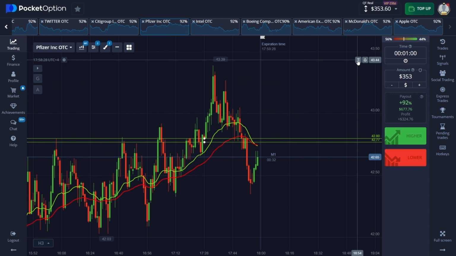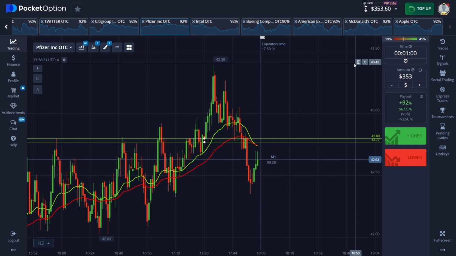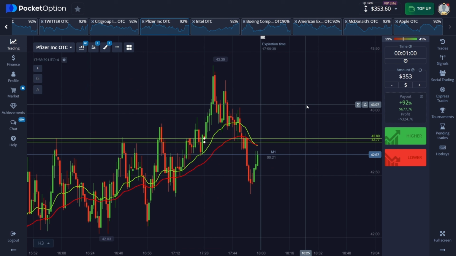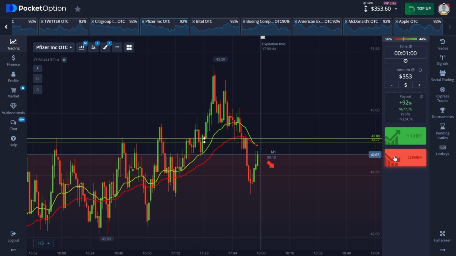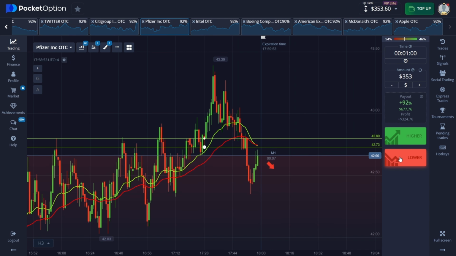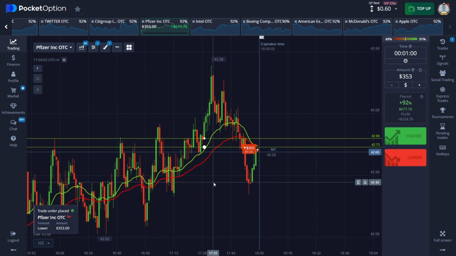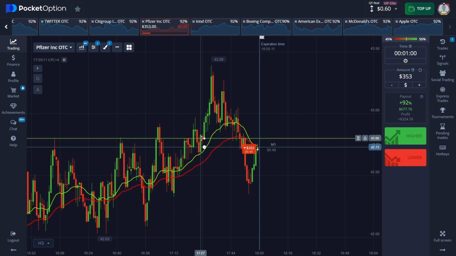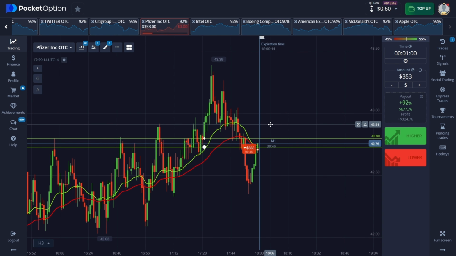I'm waiting for the candle to close. If the candle closes near the moving average, I will place the trade. There is also a resistance level, so it looks like a good trade. Okay, I placed a trade on Pfizer OTC worth $353 for a downward move because of the resistance level and the moving average. There's also a small red doji, providing several confirmations. That's why I took this trade.